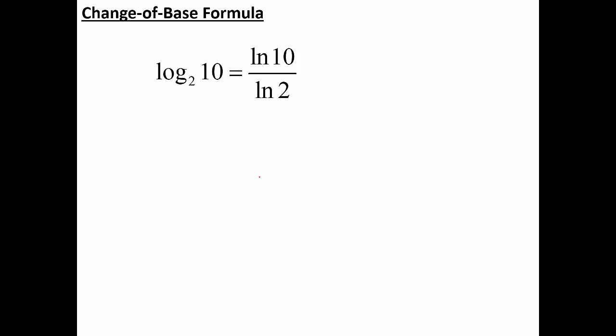The idea is log base 2 is not on my calculator. So what I'll do is I'll rewrite it as a quotient of 2 logarithms. It doesn't matter what logarithm I choose. Again, I chose ln. And the original base goes to the bottom, and the original input goes to the top. So log base 2 of 10 is equivalent to ln of 10 over ln of 2.